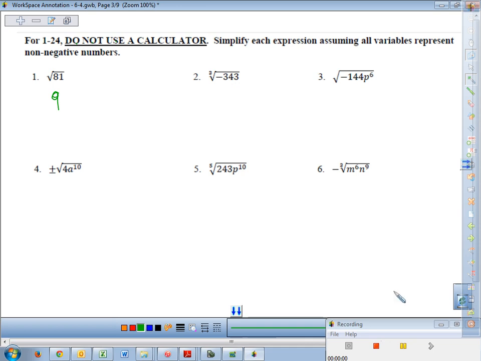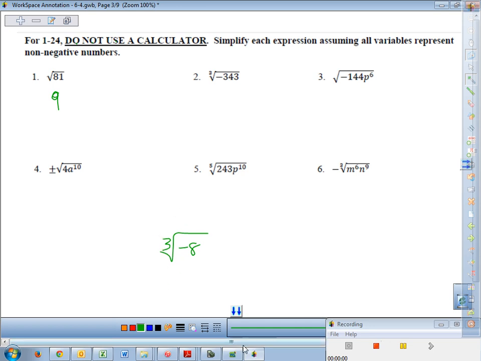Cube root of a negative. Can you do that? Let's make it like this, an easier one to understand. Cube root of negative 8. Can you think of 3 numbers in a row that are all the same that multiply together to be a negative 8? Negative 2 times negative 2 times negative 2.